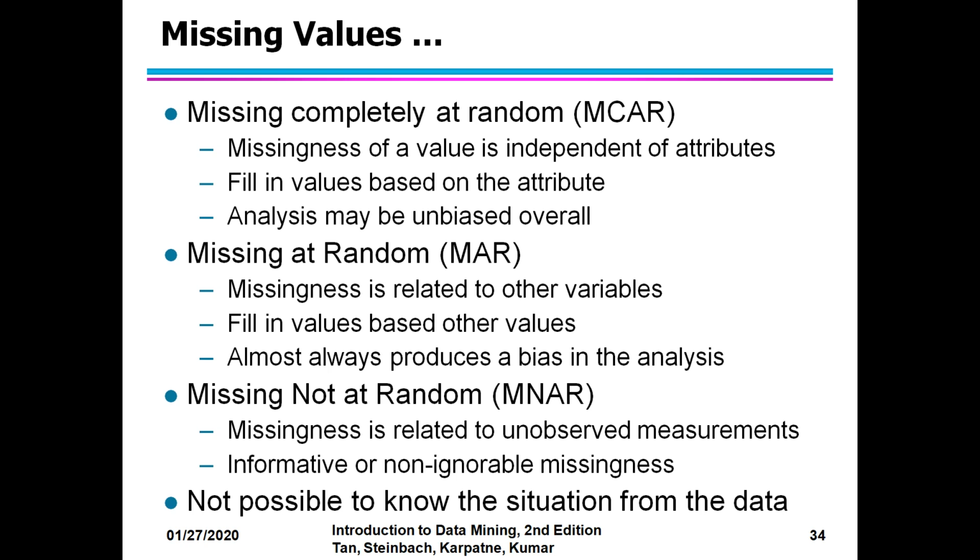So next is missing at random. Missingness is related to the other variable. So because of one variable, the value of another variable will be missing. If I want to fill that, fill in values based on the other values. This almost always produces a bias in the analysis. Next is missing not at random. Missingness is related to the unobserved measurements, informative or non-ignorable missingness. So it is not possible to know the situation from the data.